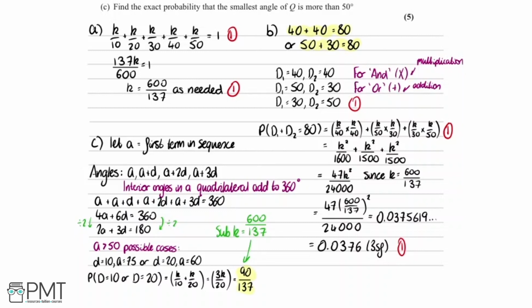So looking through to see where we get the 5 marks: we get 1 mark here for identifying the angles. We get another mark for identifying that if we add them all up, we get 360 because they're all the angles in a quadrilateral. Another mark for simplifying it down to this form, another mark for the cases here, and a final mark here for the correct probability.